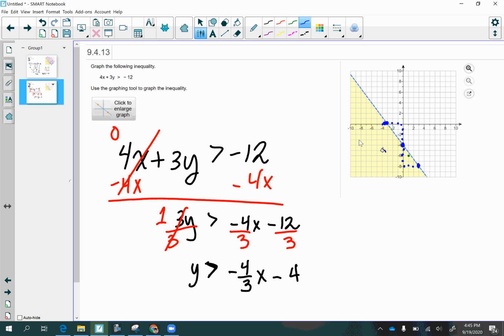But what about the shading? Well, whenever y is by itself, it says y is greater, which means that you shade above the line. So this would be above the line. Okay, so that should be the right answer and not the shading below.